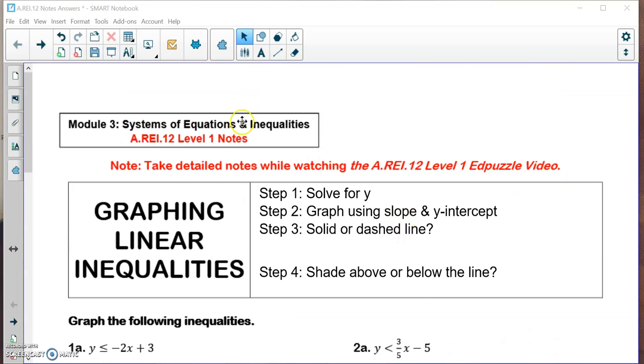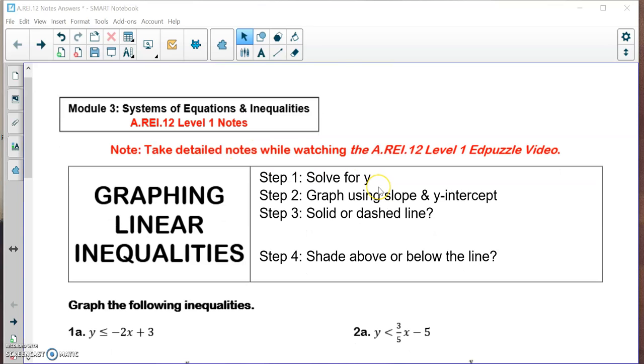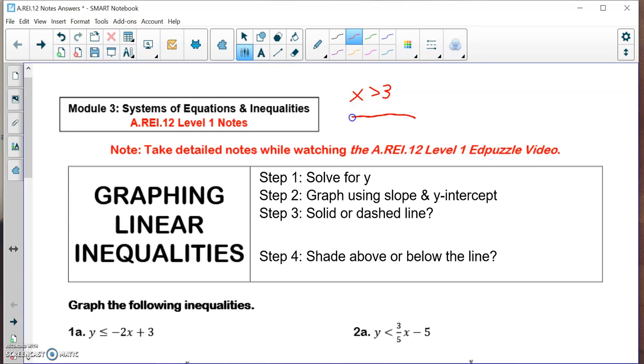Hi everyone, so we are on level 1 of the A.REI.12 standard, and it is all about graphing linear inequalities. Now we have graphed solutions to inequalities before. For example, x is greater than 3. What we did was we graphed this on the number line, we put an open dot at 3, and then we shaded part of the graph.